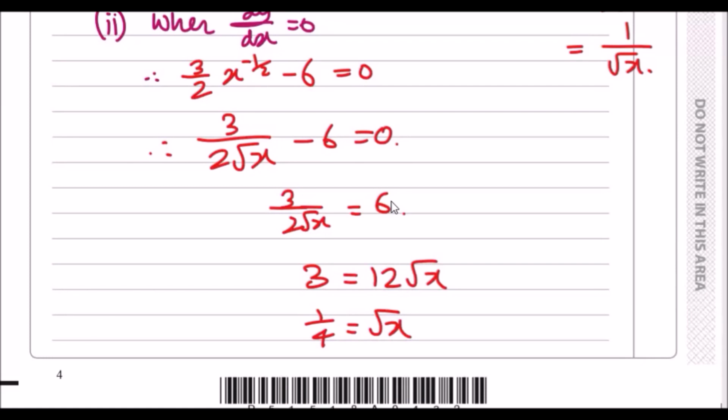And now, this is the part where you got to be very careful. Now we need to square both sides. So try not to accidentally square root this. If you square both sides, you get 1/16 equals x. And that's it, guys. That's literally all we have here for today.